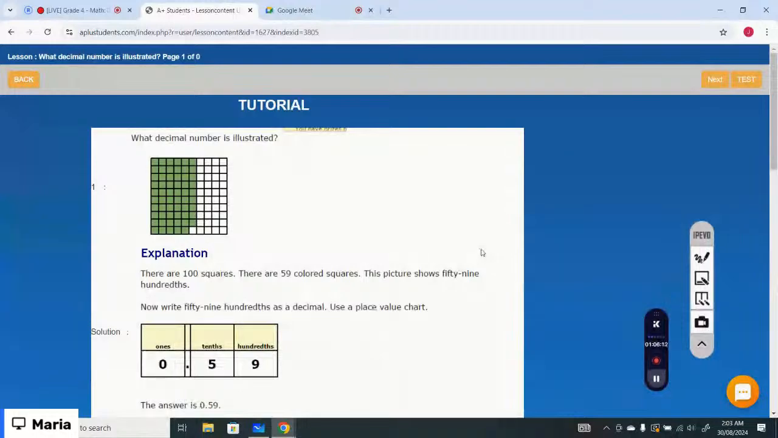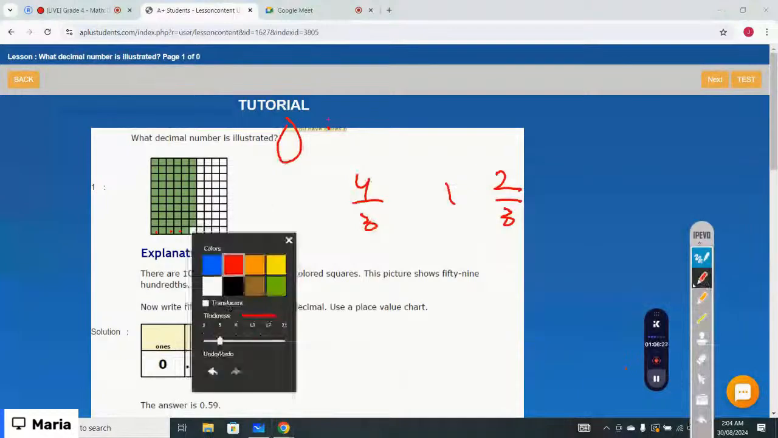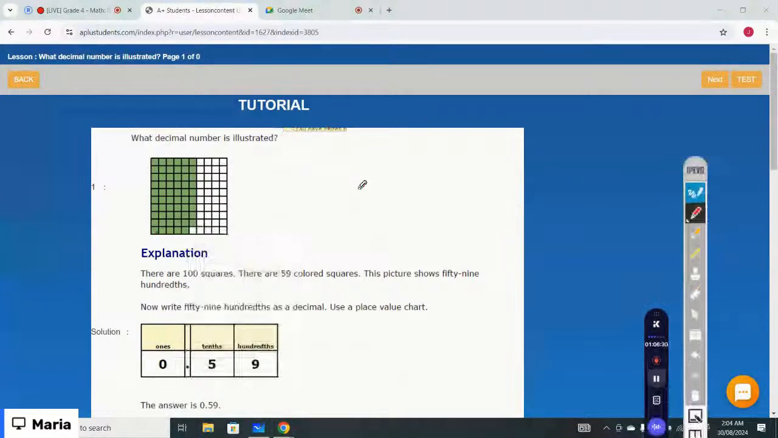If you just look at this model, you can see there are 100 small squares, right? And the ones that are colored you can count. That is 1, 2, 3, 4, and 5 complete rows are colored, and then you have 9. So that means 59 of these small squares are colored. So you can write it as 59 out of 100 are colored, or you can write it as 0.59. That means 59 hundredths are colored. Got it? So the correct option is 0.59.